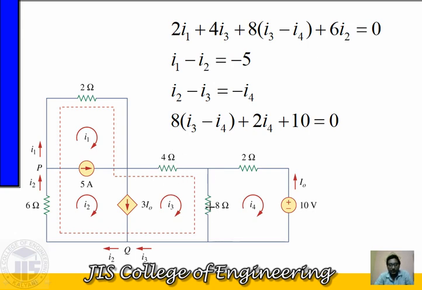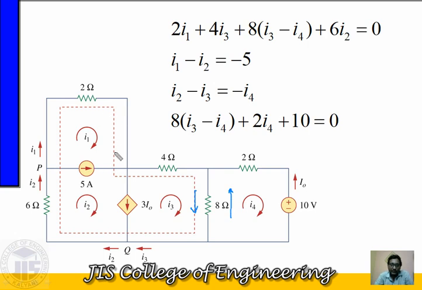Similarly, this 8 ohm resistance shares the I3 current as well as the I4 current. Both currents are sharing it, and we are moving in the clockwise direction. So this 8 ohm resistance shares the I3 and I4 currents. The I3 current is in the downward direction, and the I4 current is in the upward direction.